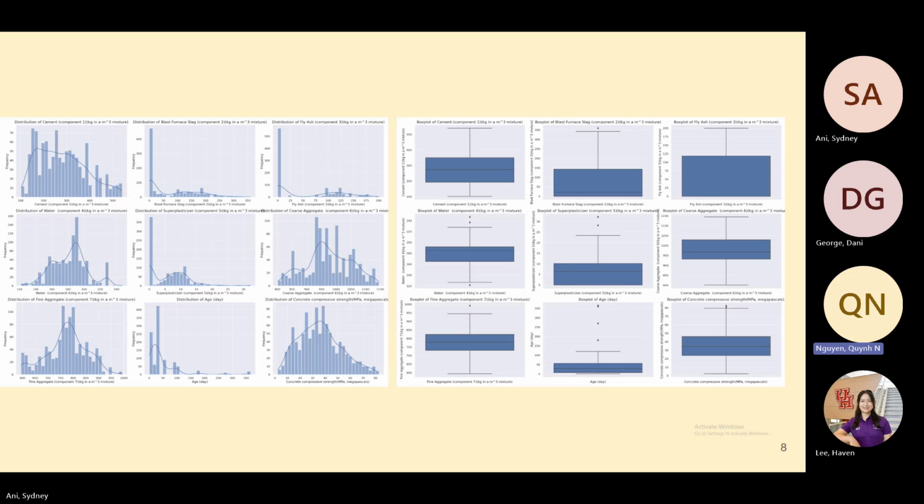However, we also identified important outliers, including mixes with extremely high cement content, excessive water content, and curing ages beyond 365 days, suggesting the inclusion of high performance or specialized concrete. And then using the box plot, we confirmed these outliers, particularly around superplasticizer dosage and curing time. These variations highlight the need for careful data management to maintain the model accuracy.